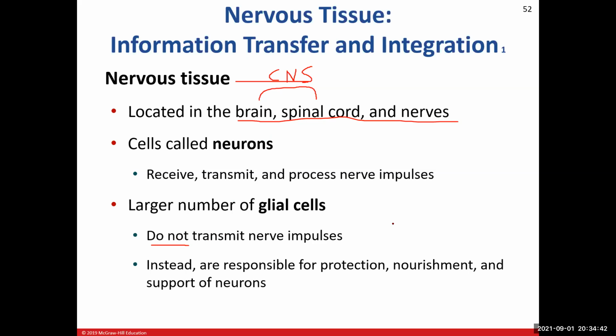They're going to protect the neurons. They're going to nourish the neurons, okay? And they'll support the neurons. And even in some situations, if a neuron becomes damaged and dies, glial cells will fill the space up in which that neuron used to exist. All right, so when we get into the nervous system, we'll talk more about all that, okay? But for right now, just know that the glial cells are like the support cell.